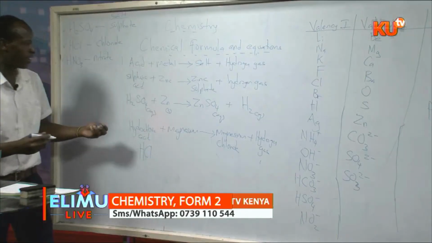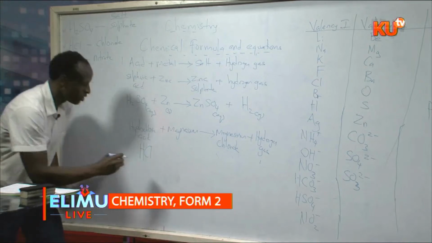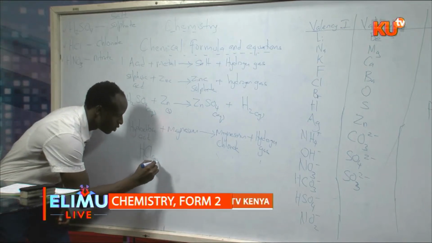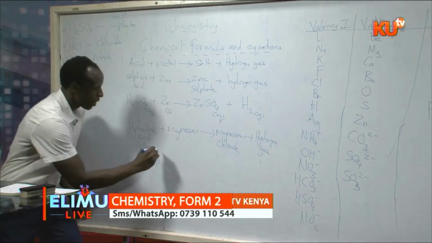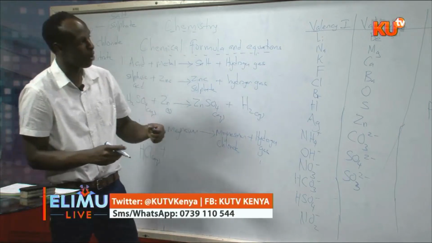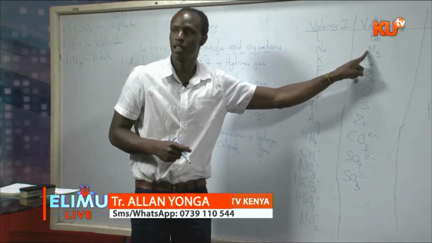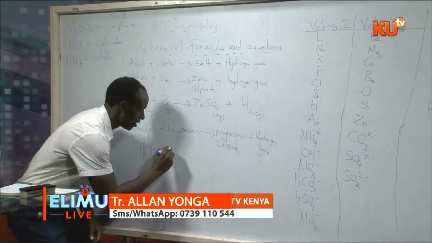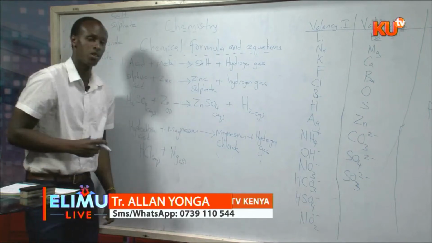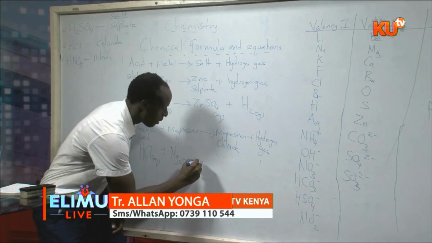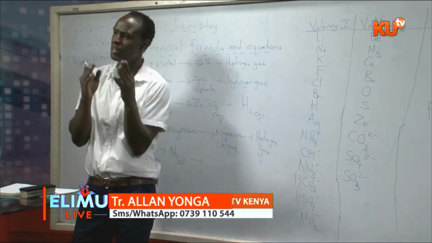And I've emphasized that any acid, when it is dilute, is always in aqueous form. So we say HCl, then we put bracket, aqueous. Magnesium, we go back to the table, Mg. Magnesium is Mg, and it's a metal, so the symbol will be solid. We get the salt magnesium chloride. Magnesium chloride is magnesium and chlorine.